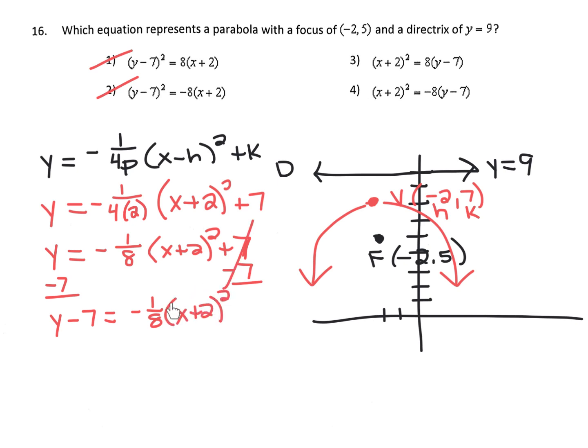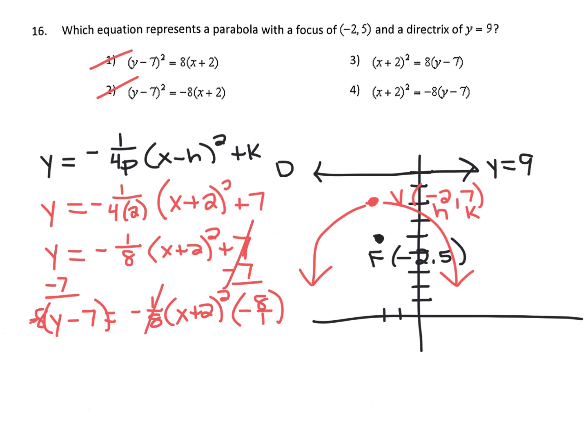And we're trying to get this x plus 2 squared by itself. So to get rid of this fraction in the front, let's multiply by the reciprocal. So the reciprocal of -1 over 8 would be -8 over 1, which, honestly, is just -8. So we could just multiply this side by -8.